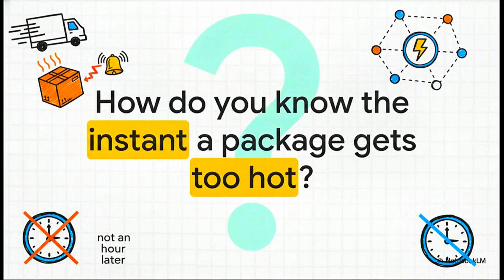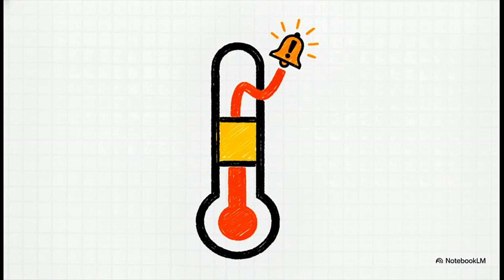Not an hour later, not when you get a report at the end of the day, but right now, while you can still actually do something about it. Yeah, the stakes are incredibly high. For these shipments, the temperature has to stay in this really narrow, perfect band. If it goes even a little bit off, you need a system that doesn't just write it down in a log somewhere. No, you need a system that actively yells for help, alerting the right people to take immediate action. That's the problem we're here to solve.